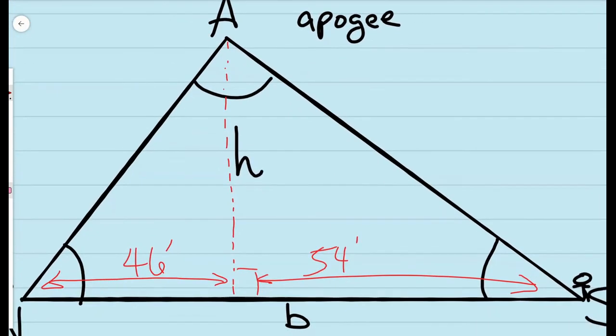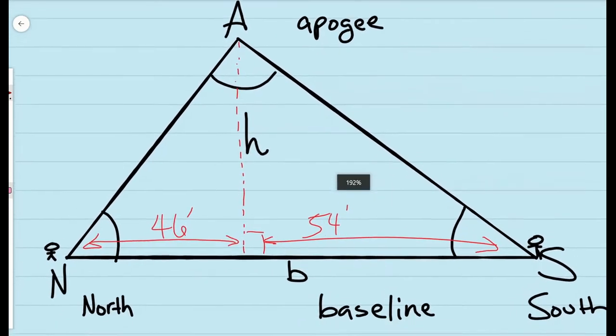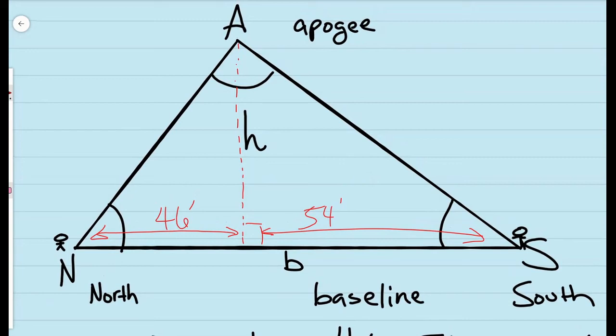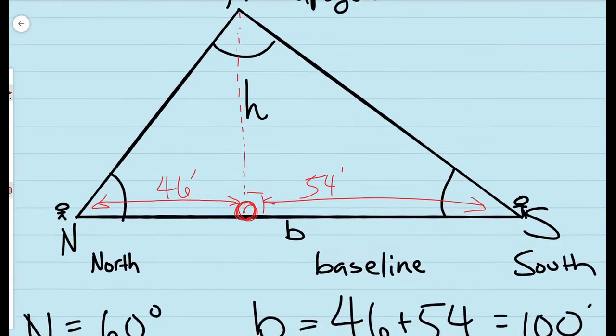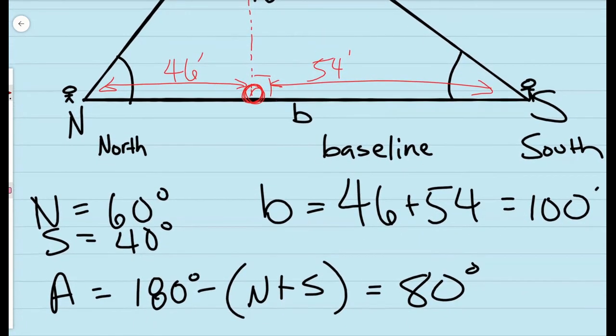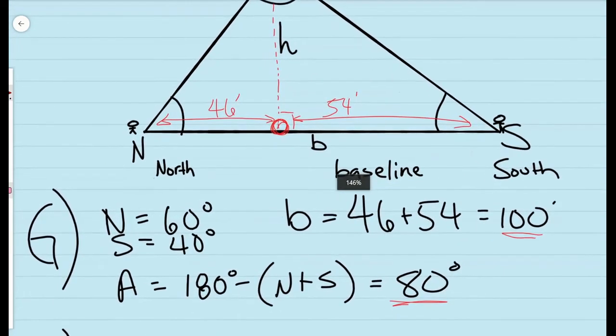So I have this situation here where we have two people standing here. Let's say that the launch pad is in this zone right here. One person is 46 feet to the north and the other person is 54 feet to the south. So our baseline is going to be the sum of those two. The north angle is 60 degrees, the south angle is 40 degrees, and we find that our baseline is 100 feet. Then we can find that the apogee angle is 80 degrees.